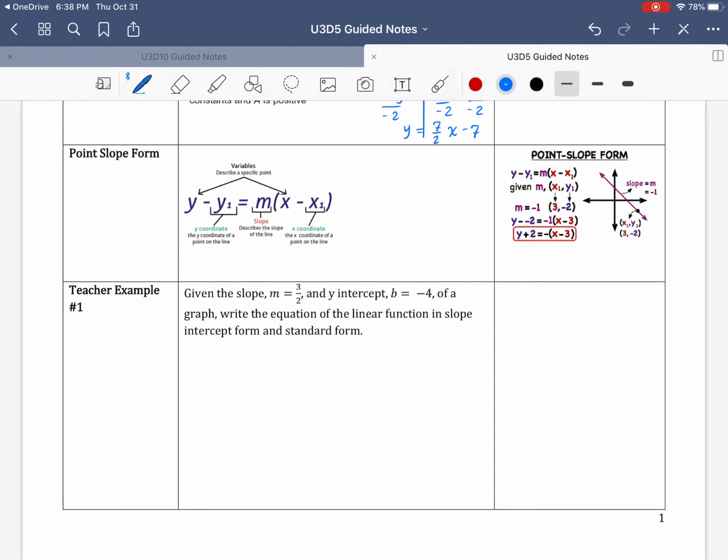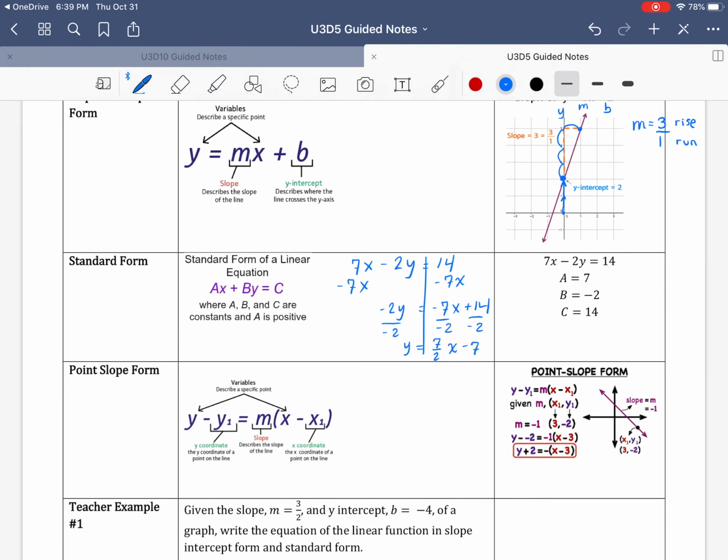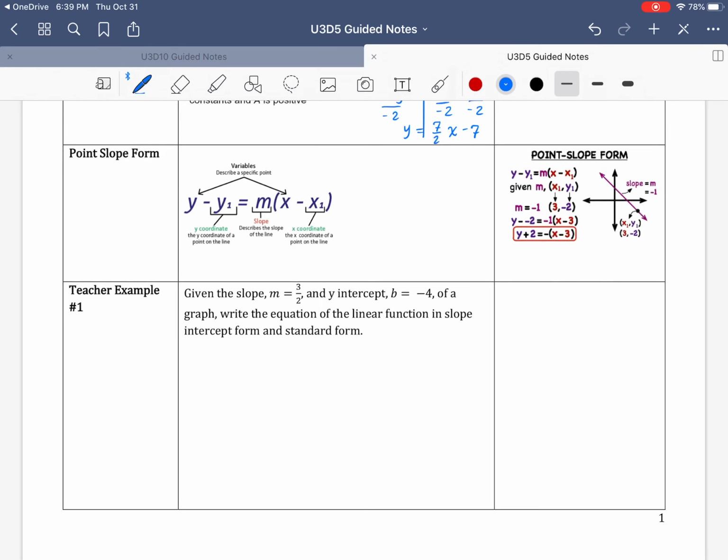Now the last form of an equation, and this one we haven't talked about as much, is called point-slope form. And it's y minus y1 equals m times the quantity x minus x1, where x1 and y1 are particular points that are known to be on our graph, and m is the slope. And then x and y are our variables, the same x and y that we see in slope-intercept form and in standard form.